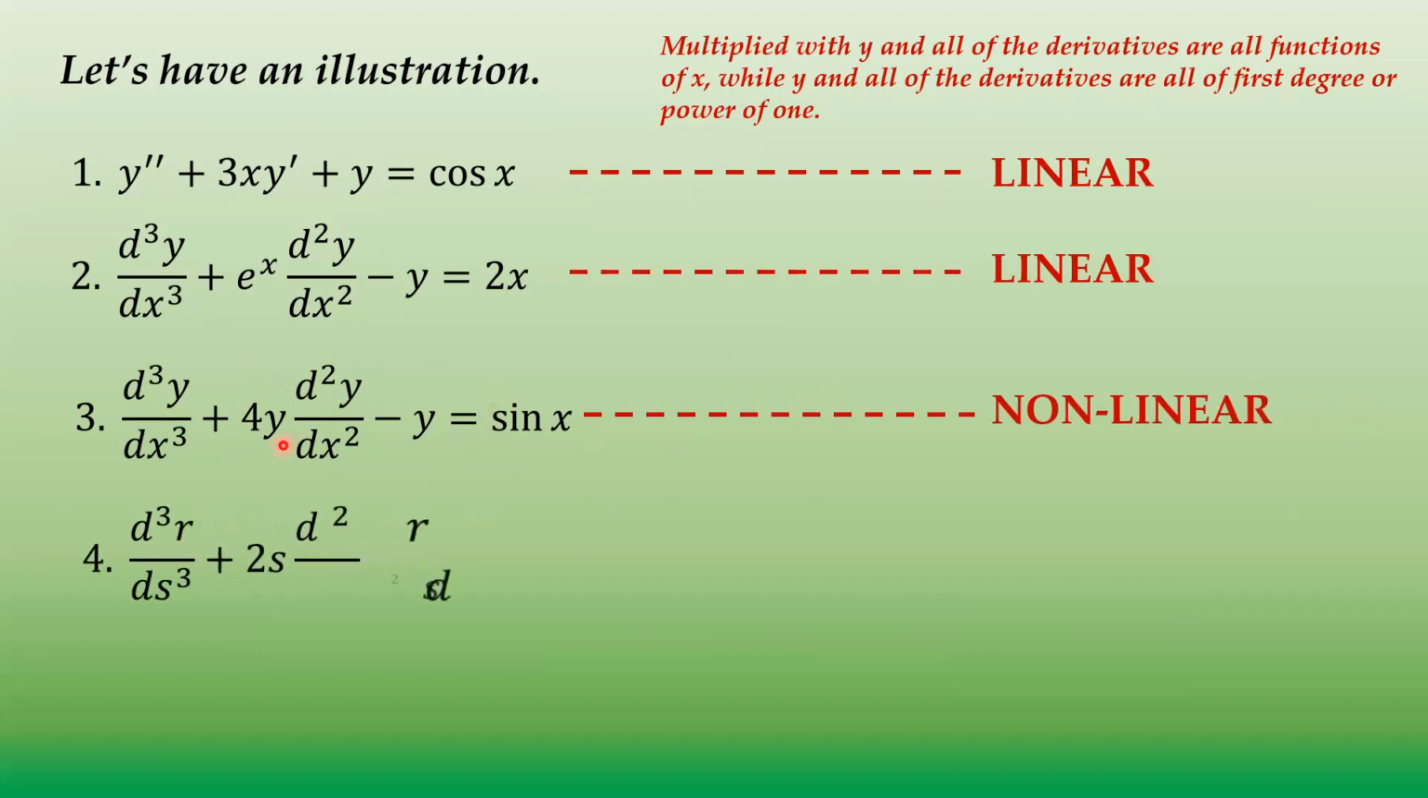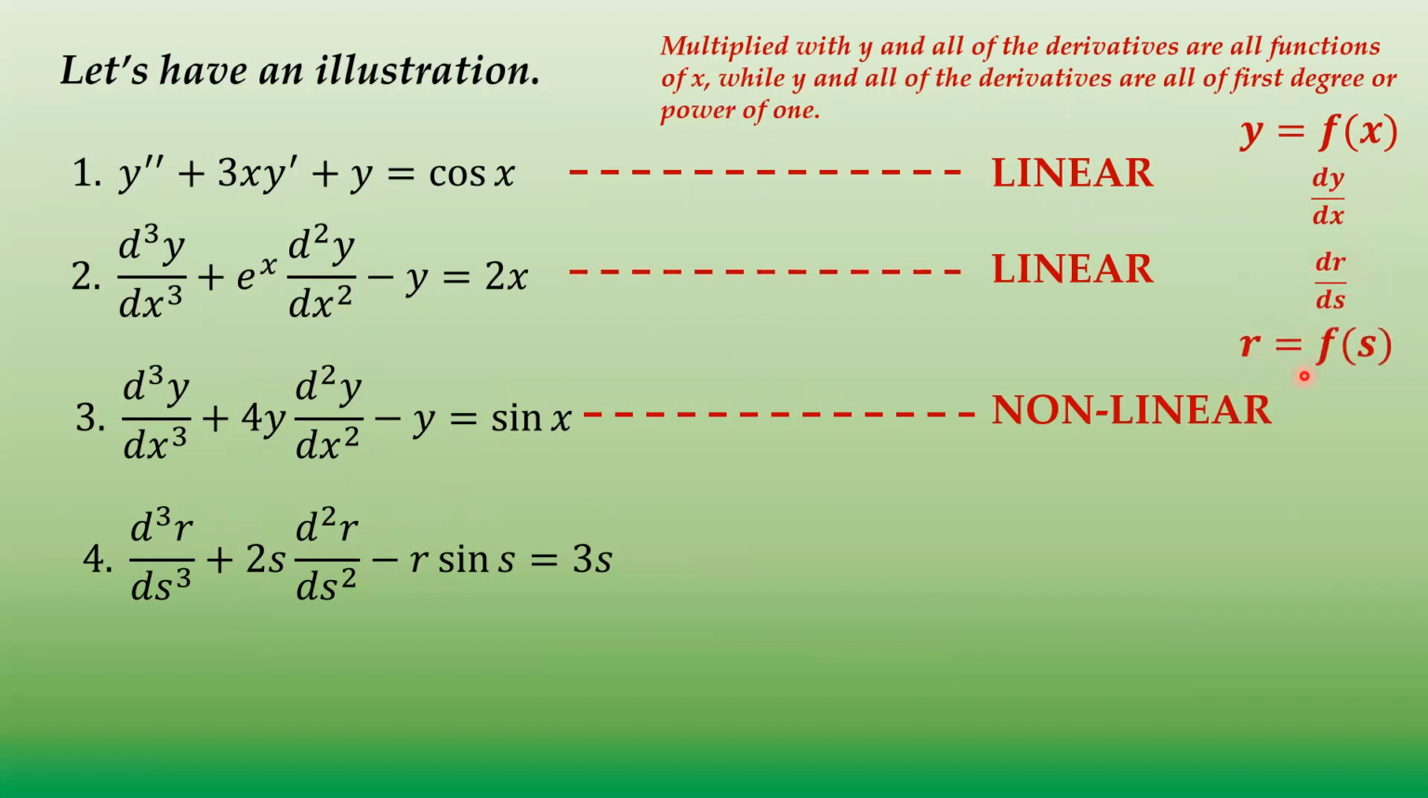Number 4, with changed variables. Let's use R and S. Let's compare definitions. If we have y equals f of x, then you have there the derivative of y with respect to x, dy over dx. Now, if what we have is dr over ds, that means R is a function of s. R is our dependent variable, and S is our independent variable.